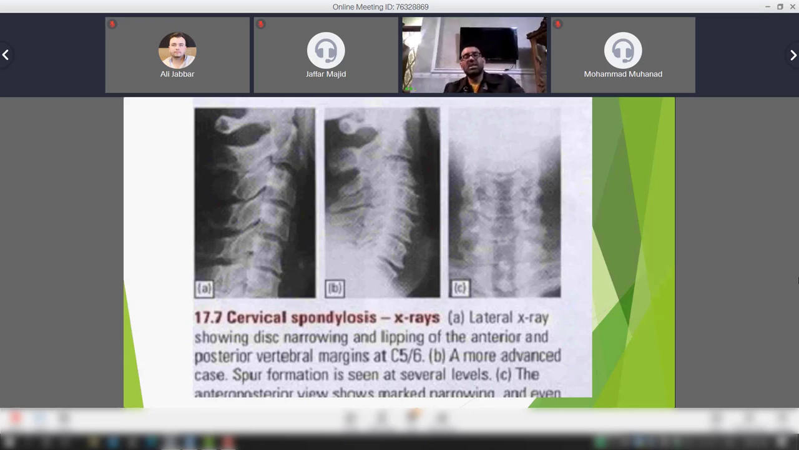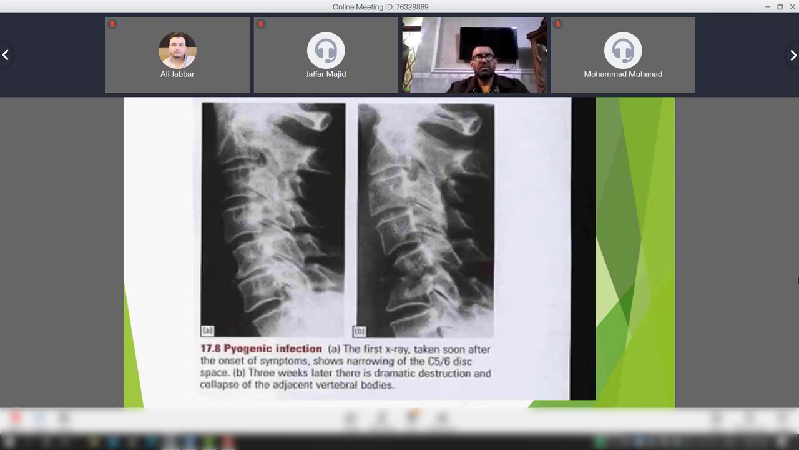These cases come with an insidious onset, attacks of pain and spasm, and can be treated with analgesia and rest on the collar. But if there is a severe neurological problem, or severe pain not responding to conventional therapy, we can go for surgery in the form of spinal fusion. Now, pyogenic infection, same as in the lumbar spine, same problem, same talk.